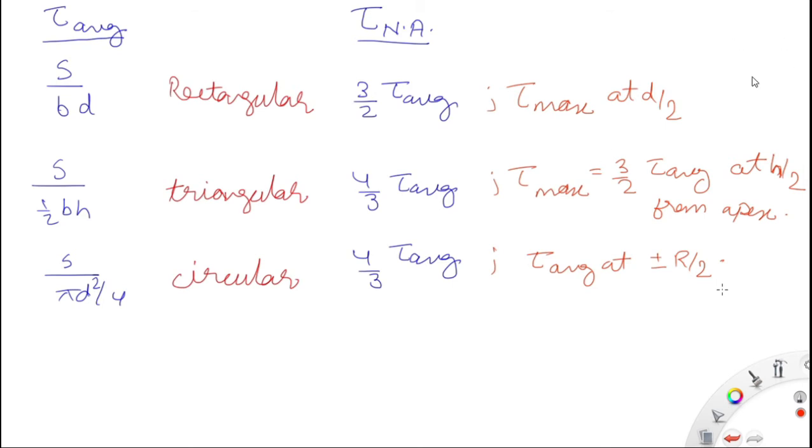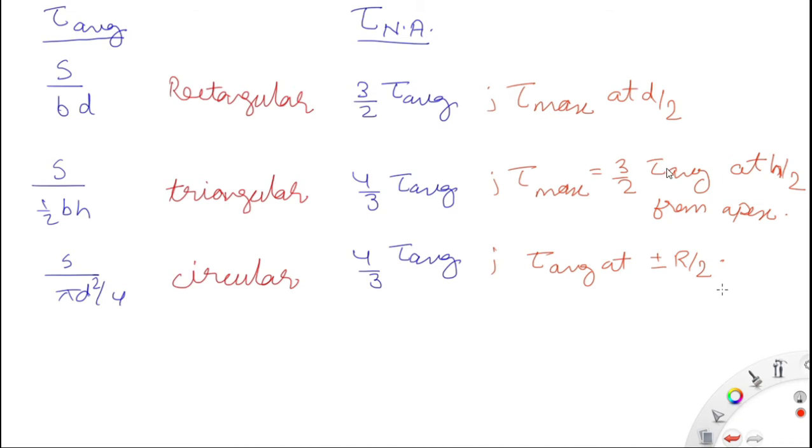So for a rectangular cross section, we have tau at the neutral axis is 3 by 2 into tau average. For a triangular, 4 by 3 into tau average, and circular also 4 by 3 into tau average. Now tau max is at D by 2 for a rectangular cross section. D by 2 means at the mid.